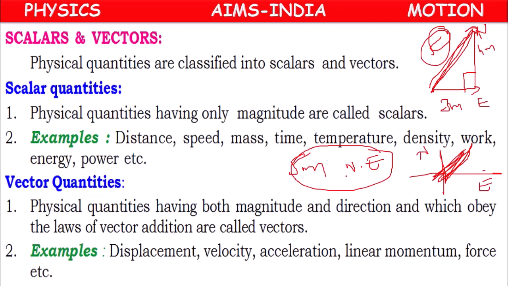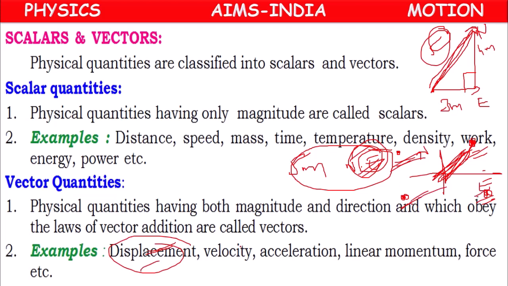If you don't tell the direction, instead of here, if you tell northwest, the person will be here. If you tell southwest, the person will be here. Southeast, the person will be here. Based on the direction, the person's position will change. So that's why for describing quantities like displacement, we need direction compulsorily. Otherwise, we will get wrong assumptions.